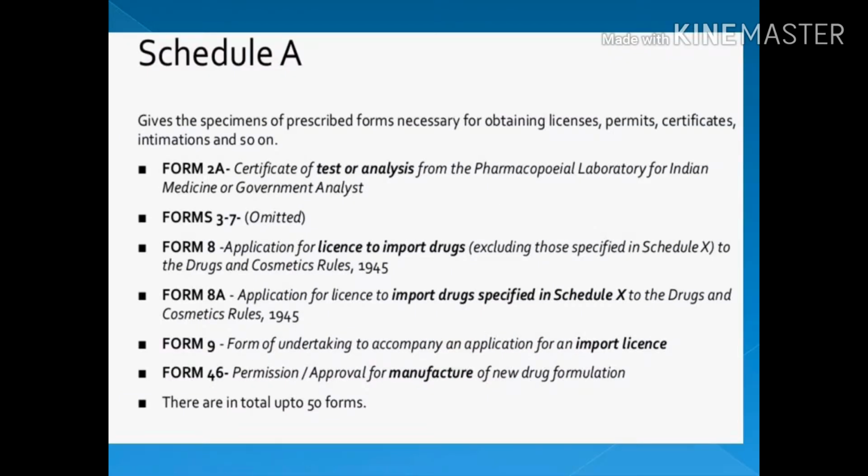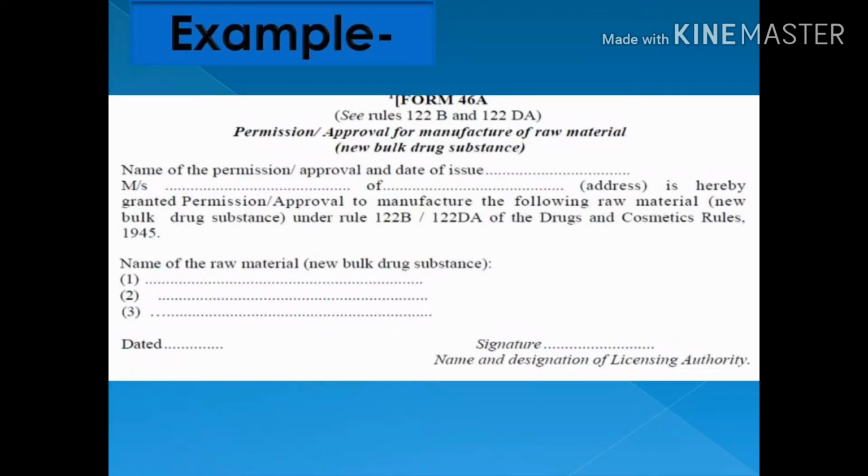Schedule A contains the specimens of prescribed forms necessary for obtaining licenses, permits, certificates, intimations, and so on. It contains different types of forms, like the certificate of test or analysis, applications for license to import drugs, applications for license to import drugs specified in Schedule X, a form of undertaking to accompany an application for an import license, and applications for permission or approval for manufacture of new drug formulations.